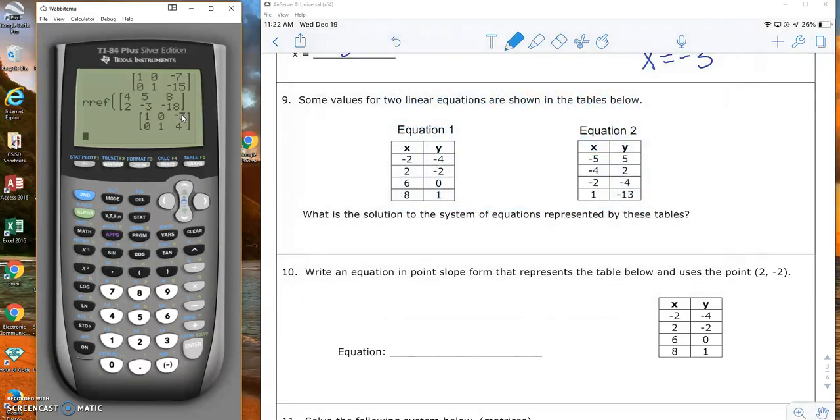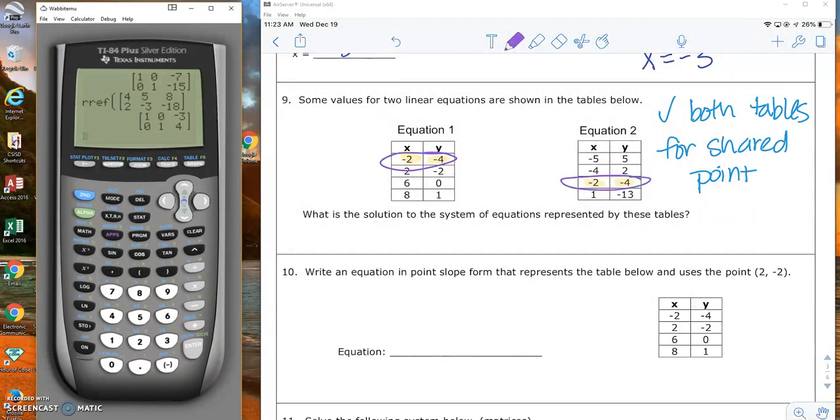Problem 9 says some values for two linear equations are shown. What is the solution to the system represented by these tables? So when we see tables, the first thing you need to do is check both tables for a shared point. So when I look at -2, I have a -2 over here, so I'm going to see if my y's are the same. And oh my gosh, it was the very first one I checked. This point is exactly the same in both tables.